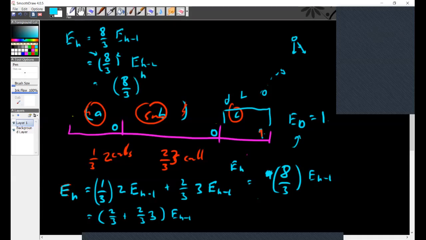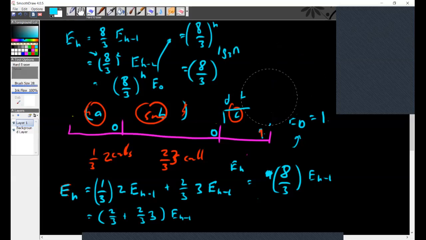I might be off by 1, but I don't think it matters too much. That should be fine, times E of 0, and I know that E of 0 is going to be 1. So E of h, the expected number of checks you need to make even though you're at height h, is just going to be 8/3 to the power of h. And I know h here is log base 3 of n, so this is 8/3 to the power of log base 3 of n.